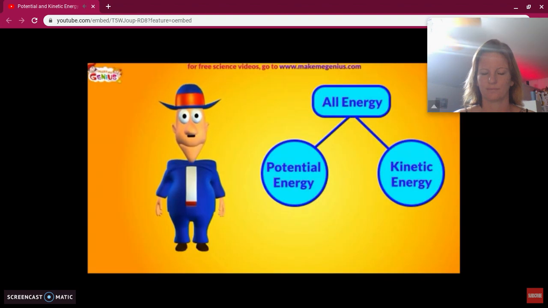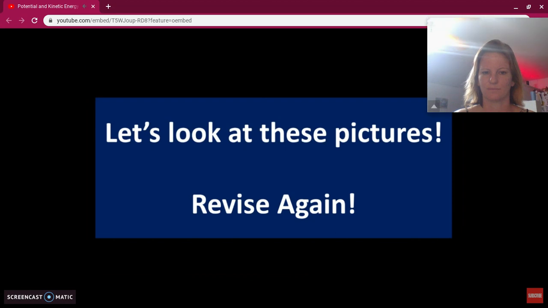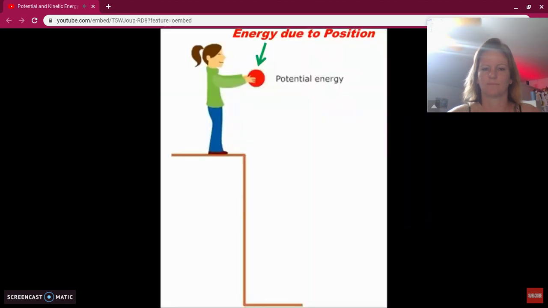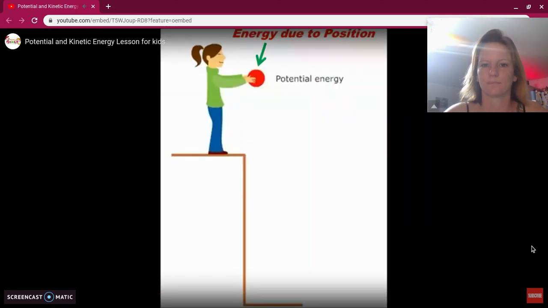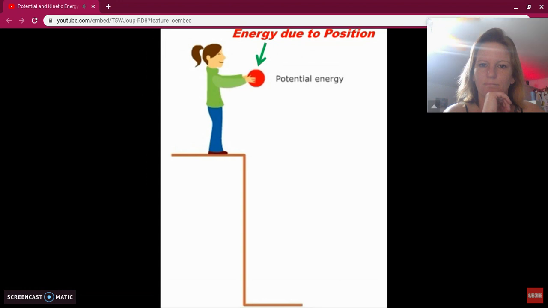Remember, potential energy is stored energy in the object, whereas kinetic energy is energy of motion. Look at this big rock on the slope. If it falls down, it can do a lot of damage. It has a lot of potential energy, which means a lot of stored energy.